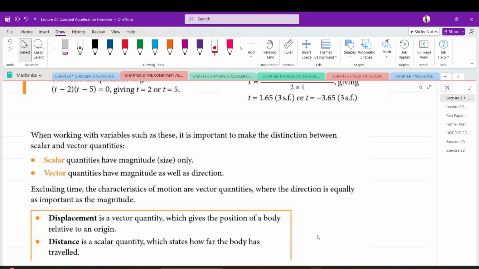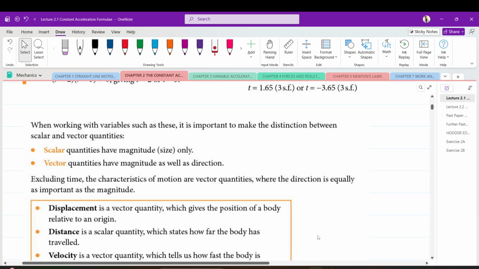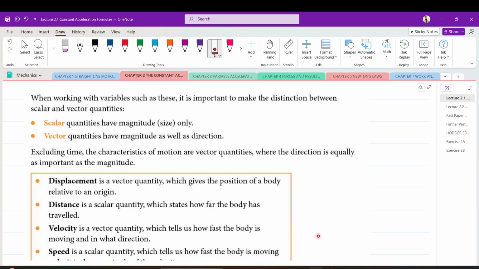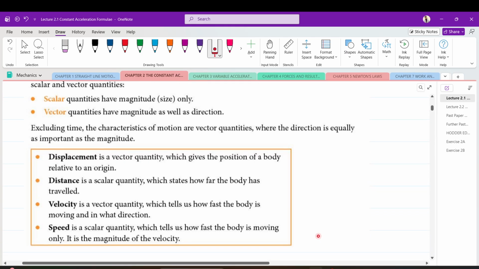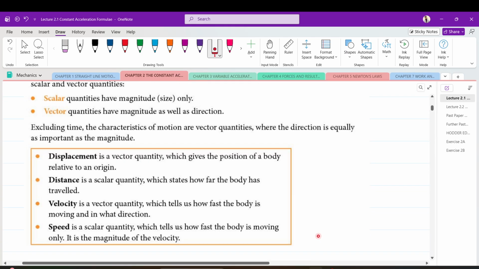Now whether that is towards the left of your starting point or towards the right of your starting point, as I said, distance is a scalar quantity, so it doesn't take into account the direction. We only take the magnitude. Velocity is a vector quantity which tells us how fast the body is moving and in what direction, whereas speed is a scalar quantity which tells us how fast the body is moving only. In velocity, we get how fast the body is moving as well as in what direction.